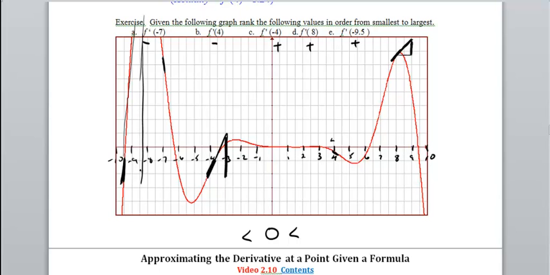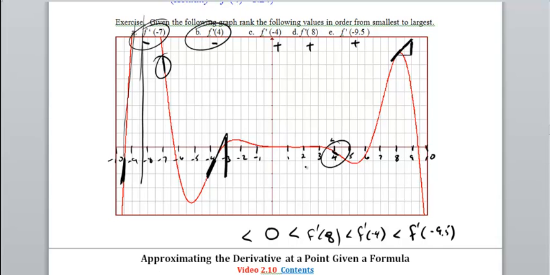So which one is bigger? Definitely this one over here is the steepest. So f prime at negative 9.5 is actually the biggest. Now, of these two, the next biggest would be this one at negative 4. And the smaller one then is f prime at, not 4, 8. Now all of those are positive, so they're bigger than the negatives. Now let's look at the two negative ones here. That's here and here at negative 7 and at 4.